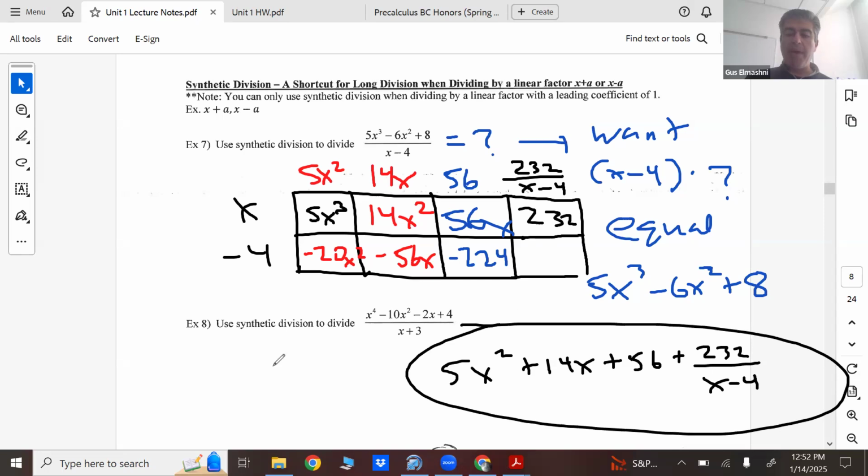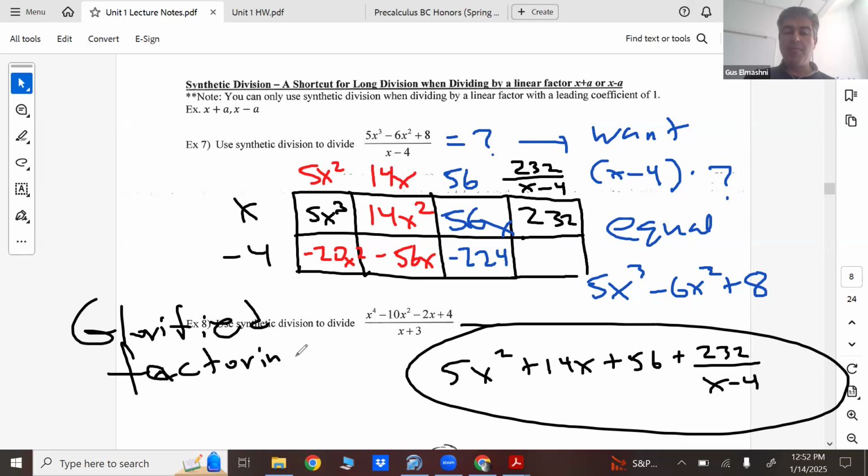If I were to multiply that by x minus 4, what would I get? 5x cubed minus 6x squared plus 8. Guaranteed I would get that if I multiply x minus 4 by that. Really, this is a glorified factoring method. We factor out x minus 4. We forced the issue. That's all this ever is.